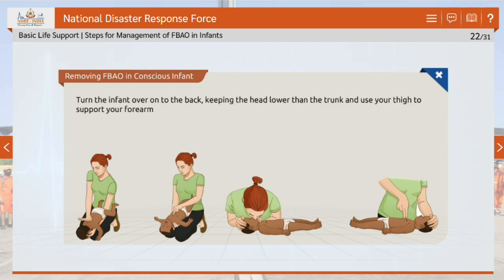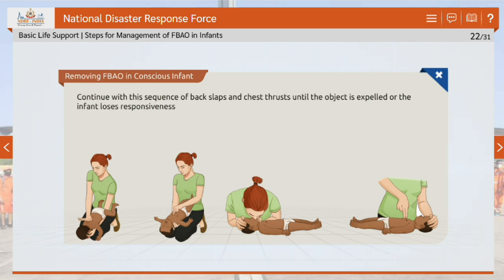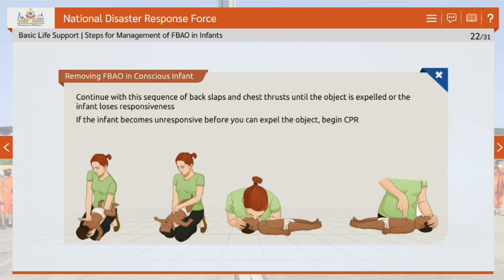Turn the infant over onto the back, keeping the head lower than the trunk, and use your thigh to support your forearm. Locate the compression site and deliver 5 chest thrusts. Continue with this sequence of back slaps and chest thrusts until the object is expelled or the infant loses responsiveness. If the infant becomes unresponsive before you can expel the object, begin CPR.